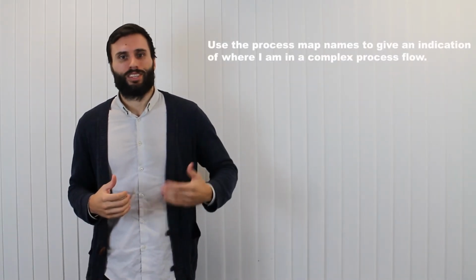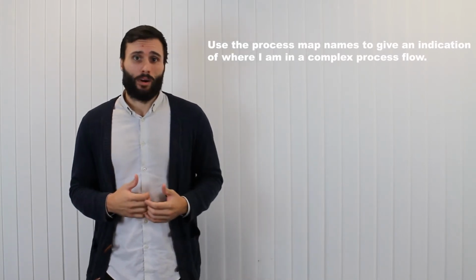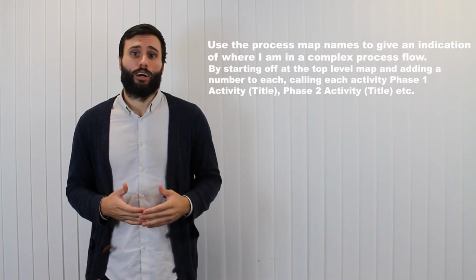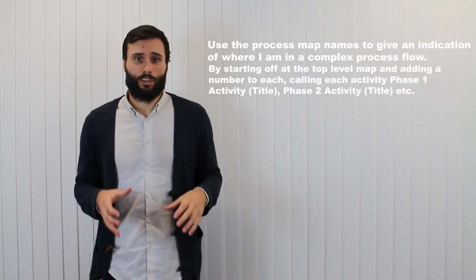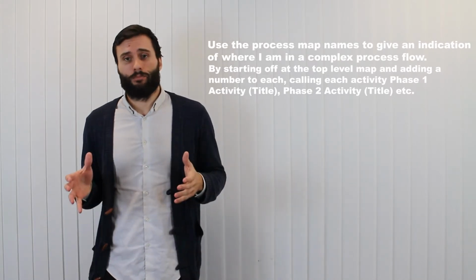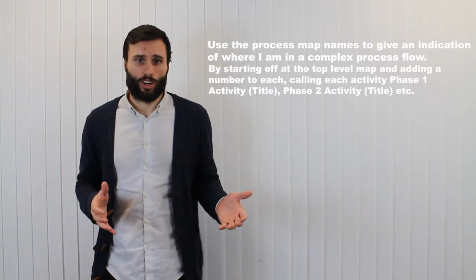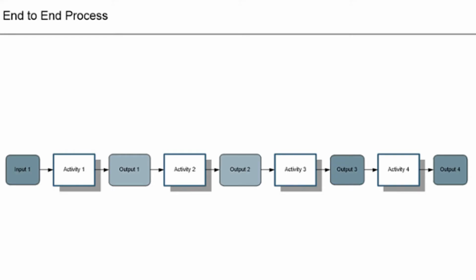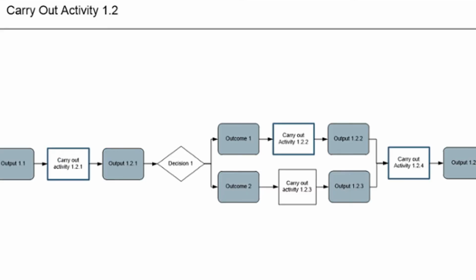My solution is to use the process map names to give an indication of where I am in a complex process flow by starting off at the top level map and adding a number to each, calling each activity phase 1 activity title, phase 2 activity title, etc. Drill downs from each activity can then take that number as per this example shown here, here, and here.